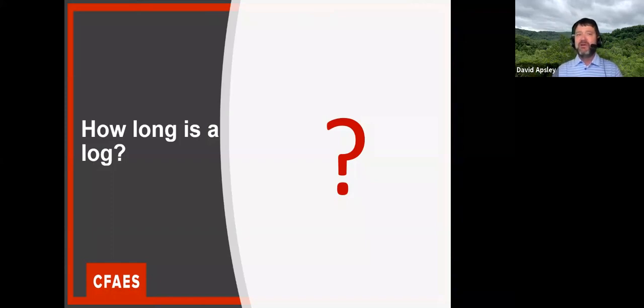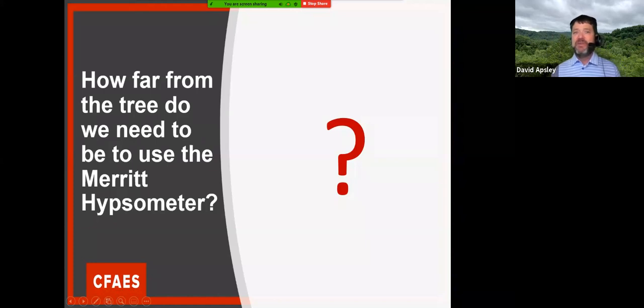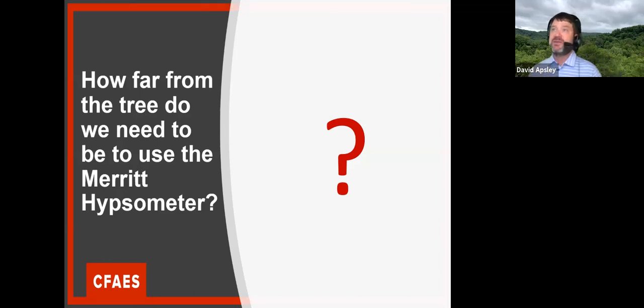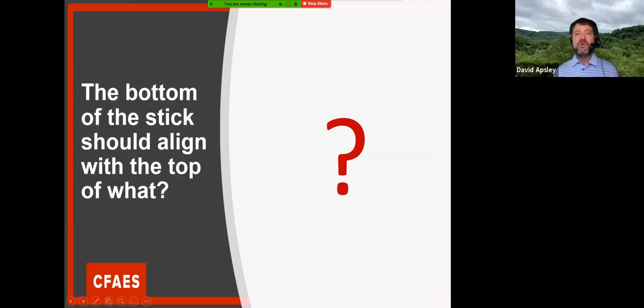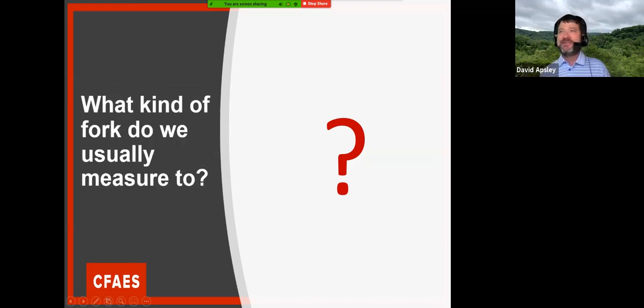But just as a little review, how long is a log, or how tall is a log? 16 feet, good. And how far do we need to be away if we're going to use that Merritt hypsometer the way it's designed? You could design your stick for different lengths and different distances, but that seems to be the standard 66 feet. Awesome. And then finally, another question, where should we line the bottom of the stick up with visually? How far off the ground? Anybody remember? 1 foot, that's stump, good. And then finally, what kind of a fork do we usually measure to?